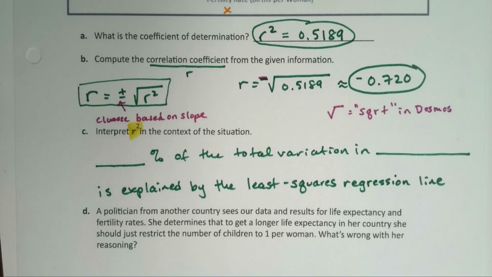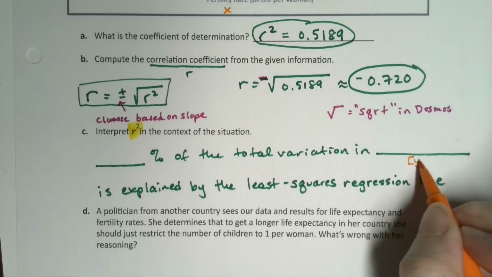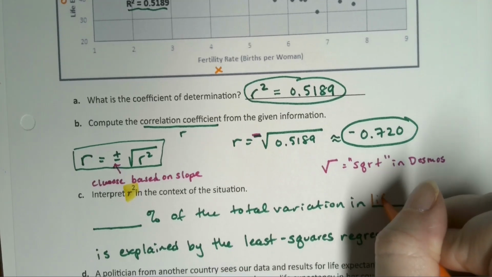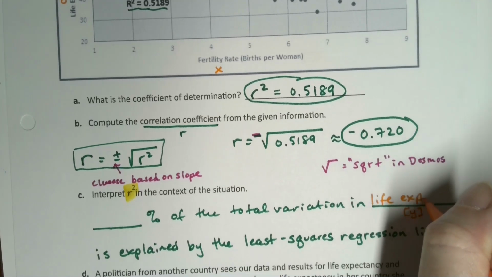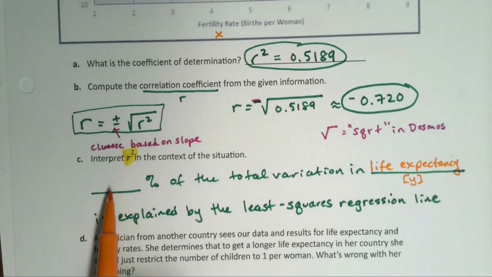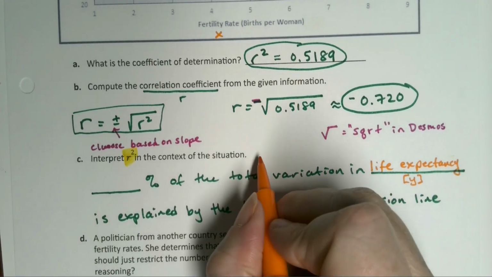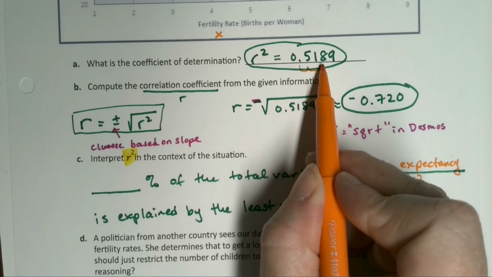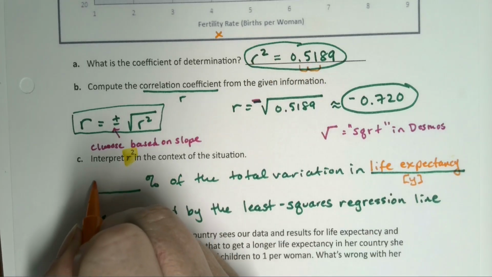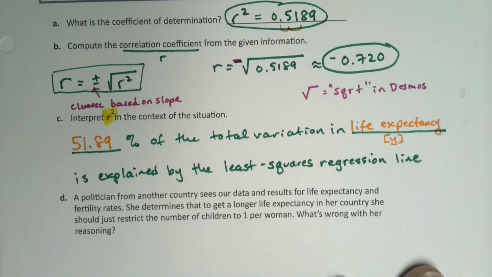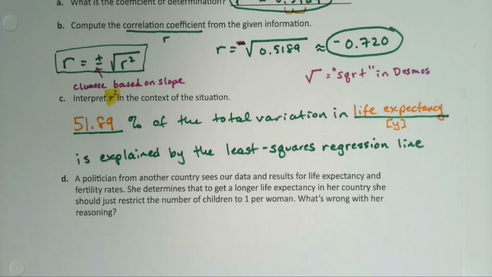Okay, so all we have to do is fill in what the y variable was. Well, the y variable was life expectancy, so we're going to put that in. Remember, these are words, not numbers. So that's life expectancy. And then we want to take our R squared value, which was 0.51819, and we want to move the decimal 2 spots over to the hundredths place. And we say 51.89% of the total variation in life expectancy is explained by the least squares regression line.